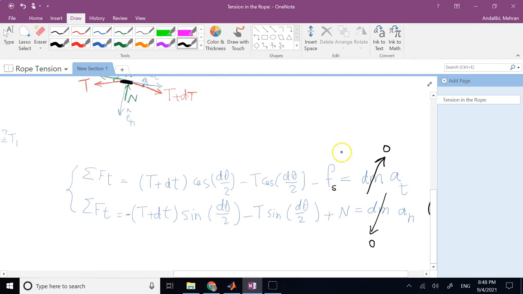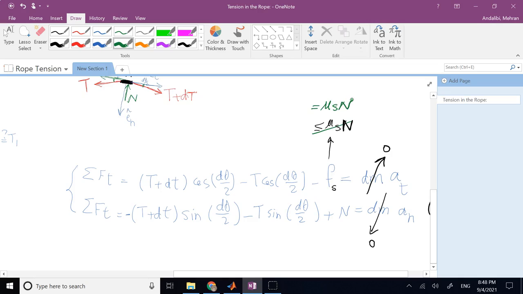It comes from mu s times n. So you know static friction is always less than or equal mu s times n. On the verge of slipping, it is mu s times n. So here, to find the minimal force I need, I use the equality part of it. And I say this is what? Instead of this, I say it is equal to mu s times n.